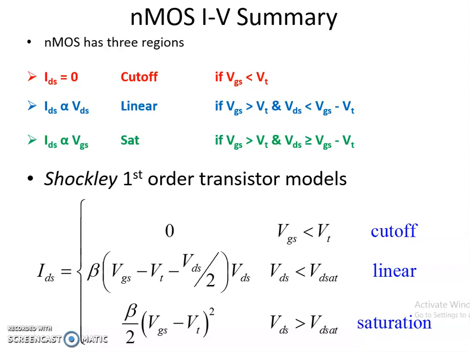And this is the summary of the output equations. For the cutoff region, the output current is 0. For the linear region, it is given by β (VGS − VT − VDS/2) multiplied by VDS. And in saturation, it is β/2 (VGS − VT)².